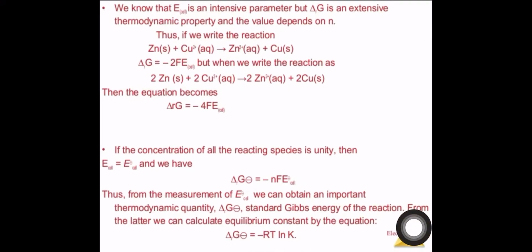So you need to remember the Nernst equation and the Gibbs energy equation, which are small but important topics. These are the two small topics about electrode potential. Lastly, we have seen the measurement of electrode potential, then the Nernst equation and the Gibbs energy. Okay, thank you.